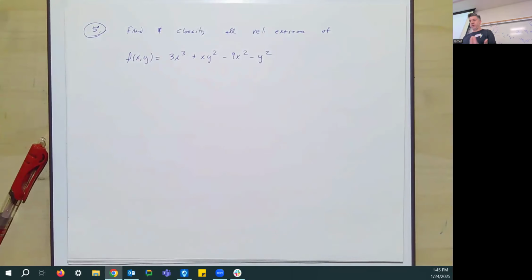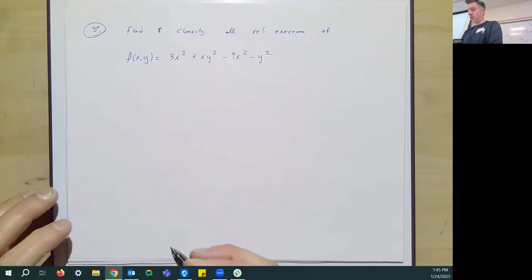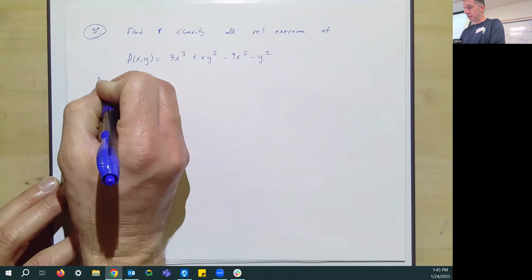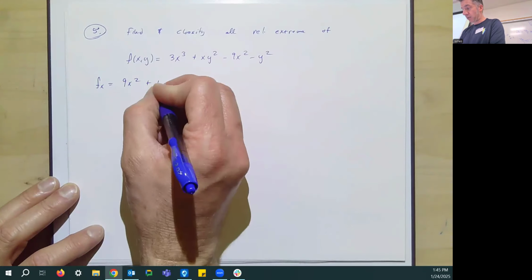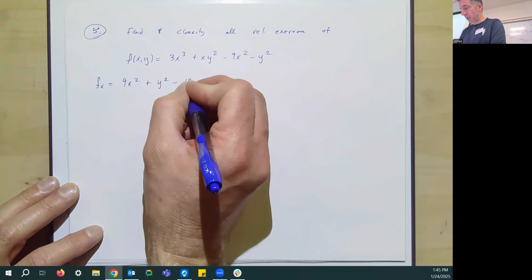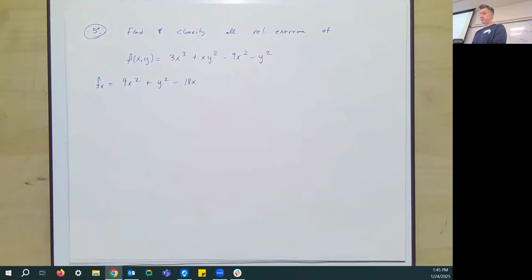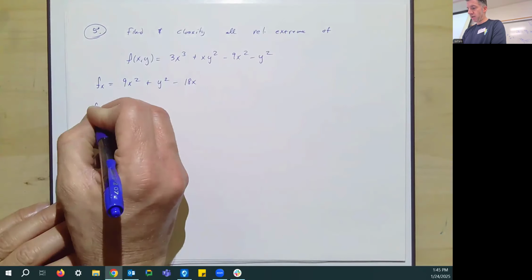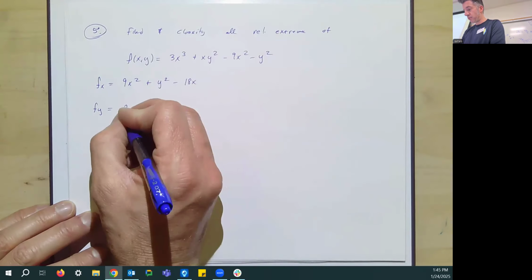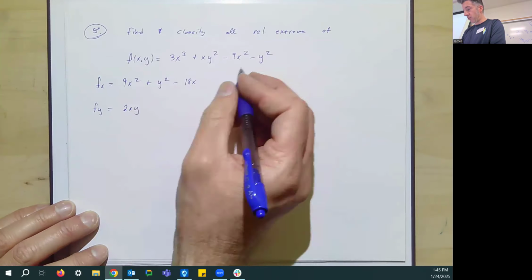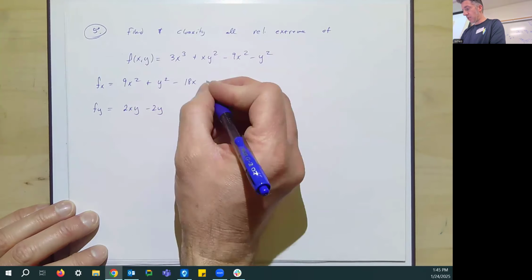And whether or not we like this, the process is always the same first step. You're always going to start by taking the two partial derivatives, fx and fy. So let's do that. Fx is 9x squared plus 1 times y squared minus 18x, and that's it. Fy is equal to 2xy minus 2y. And we're going to set each of those equal to 0.